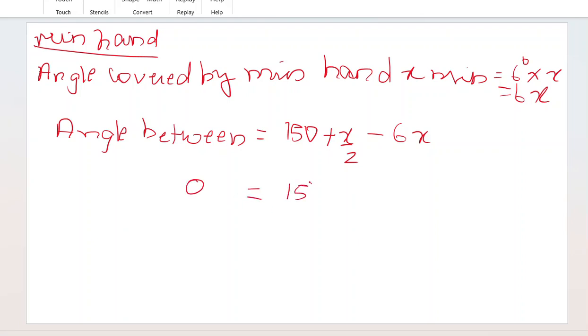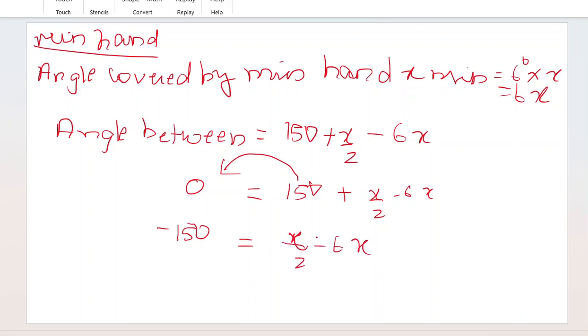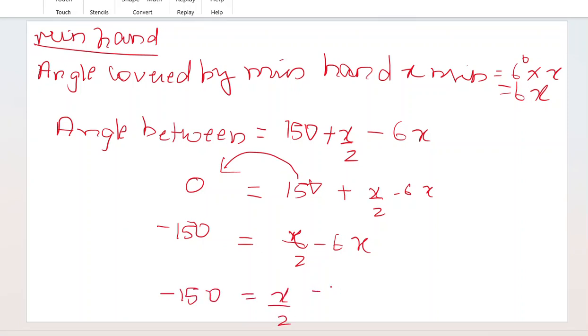And then I try to solve this: 150 plus x by 2 minus 6x. I take the 150 this side. It becomes minus 150 degree equals x by 2 minus 6x. Now I have to solve this. To solve this, I have to make the denominator the same. Therefore, what I do is x by 2 minus 12x upon 2.